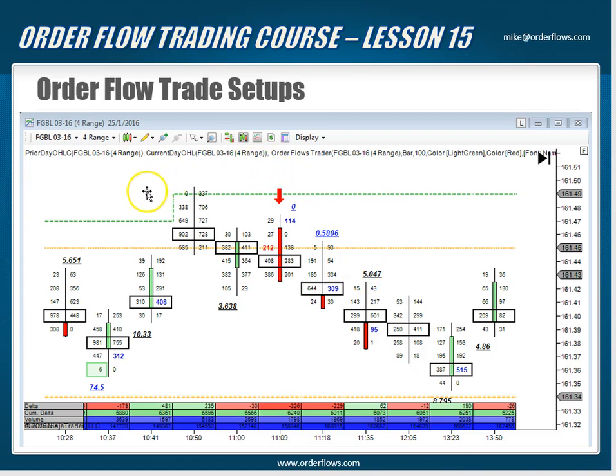So here's a Bund FGBL. It's a 4-range chart, and again we came up towards the high. It's a doji candlestick. That's why there's no ratios. I tend to treat doji candlesticks as kind of neutral in terms of order flow reading. But then what happens? You come up again towards the high, and you have a ratio of 0, which indicates there's a 0 underneath.